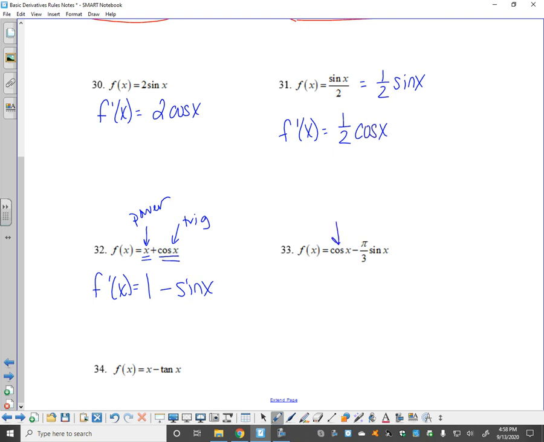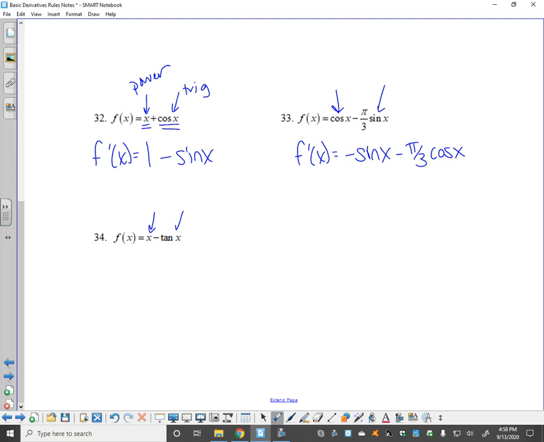Okay, these are both trig. Cosine starts with a c, so negative sine x. Sine starts with an s, so the sign does not change. And the derivative of sine is cosine. 34, that's power rule, that's trig rule. f prime of x, derivative of x is 1. Tangent starts with the t, so the sign does not change, and its derivative is secant squared.